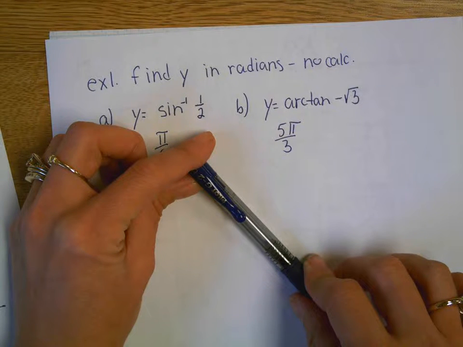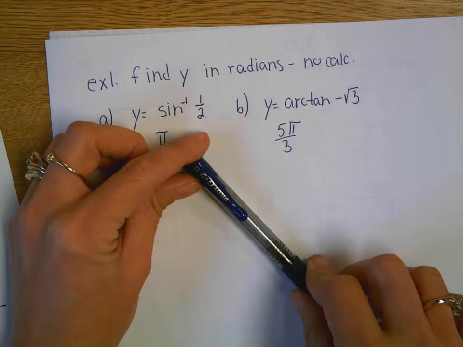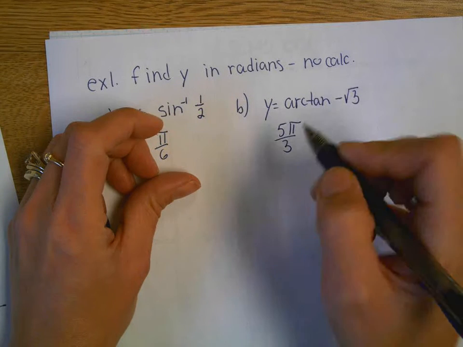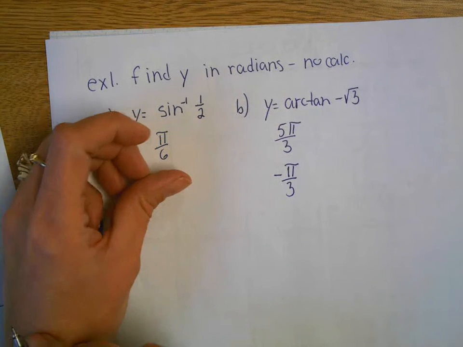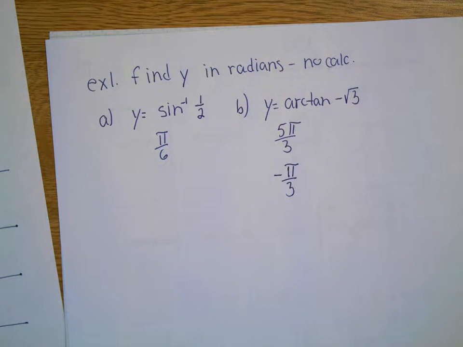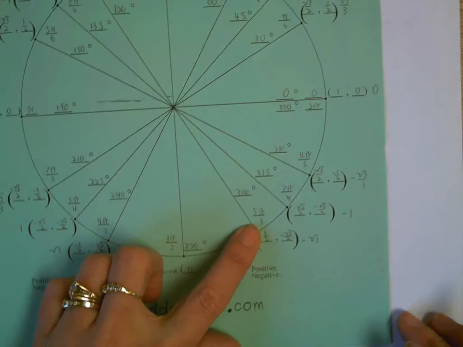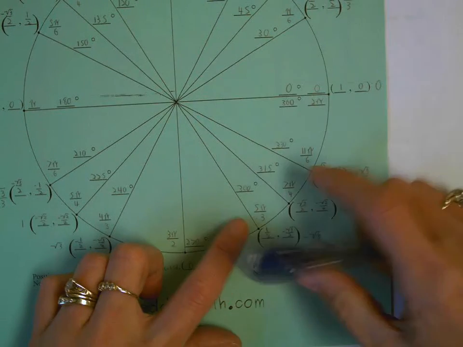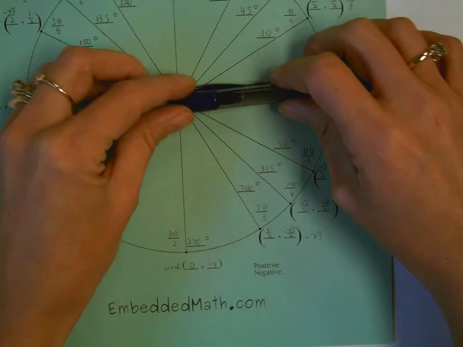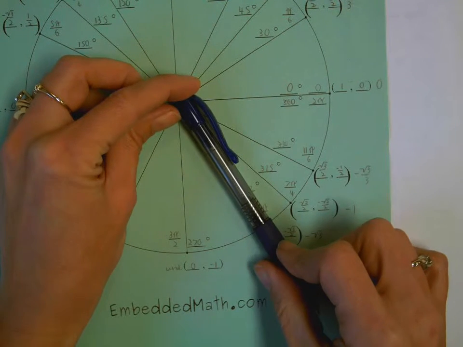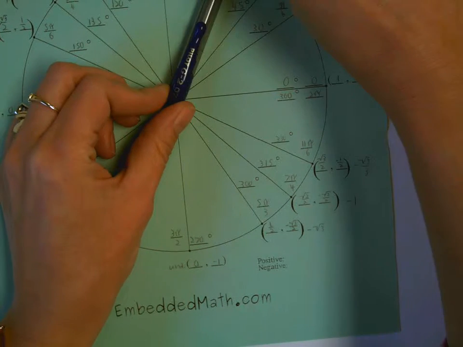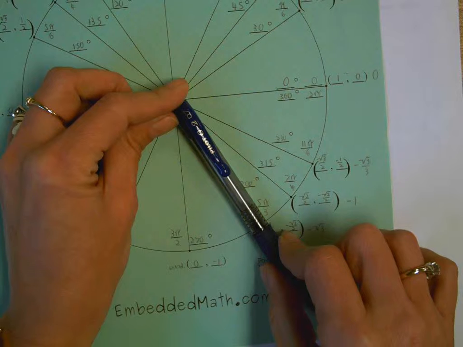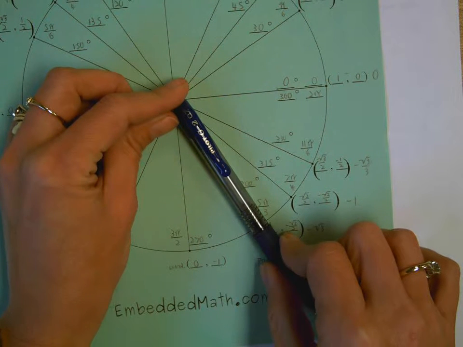Negative pi over 3. How'd you get negative pi over 3? I just looked at it. I think I might need a circle sheet to show you this. Everybody had no problems finding this 5 pi over 3, correct? Yeah. I just need to know, if I'm down here, I have to have a negative angle measure. If I just look at the top, that's equivalent to pi over 3, so it's just negative pi over 3. So negative pi over 3 is what we wanted.